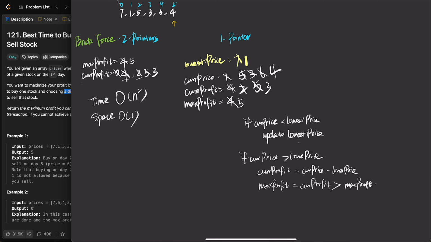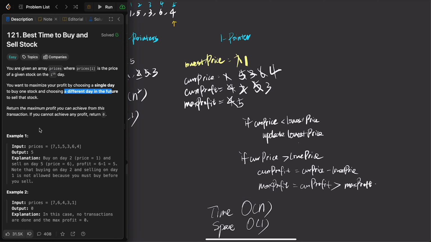And what is the time complexity? The time will be big O of N, because we just go through the whole array only one time. And how about space? It's the same, it's constant, because we don't use any other data structure, just the data type variables to help us to keep track of all the things. And this is the idea of how I solve this problem. And now let's move to the coding part.